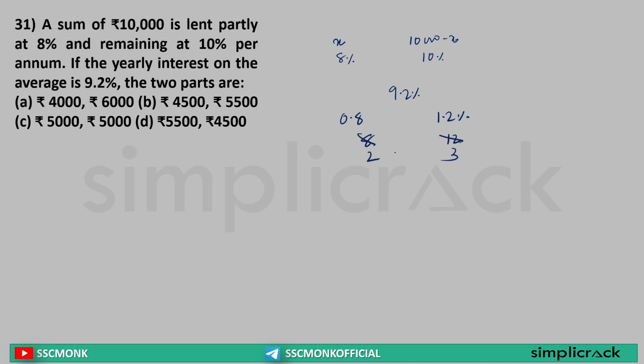Yes or no? Yes. Sir, 2 plus 3, that is equal to 5 part, which is equal to 10,000. So 1 part will be 10,000 by 5, 2,000. So 2 part will be 2,000 into 2 is equal to 4,000. So this is 4,000. This is 10,000 minus 4,000, that is 6,000. So the answer is, the two parts are 4,000 and 6,000.